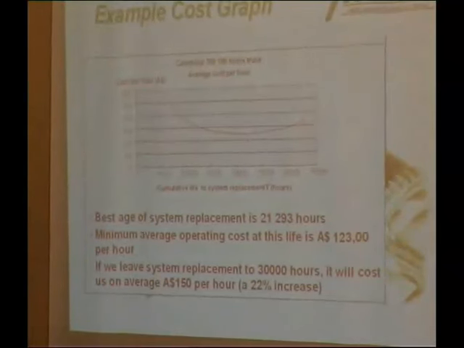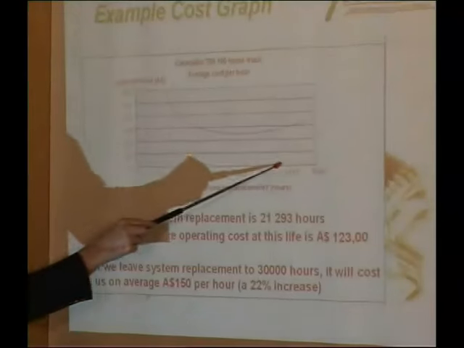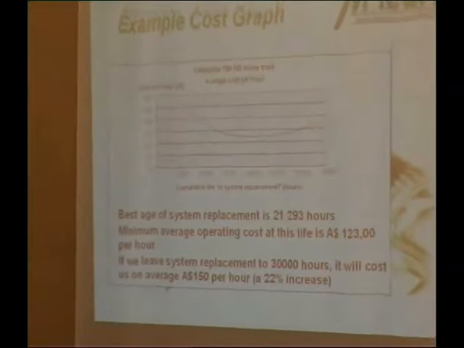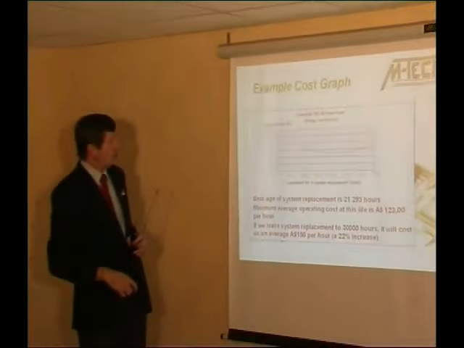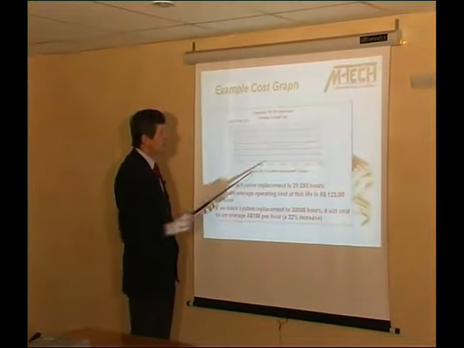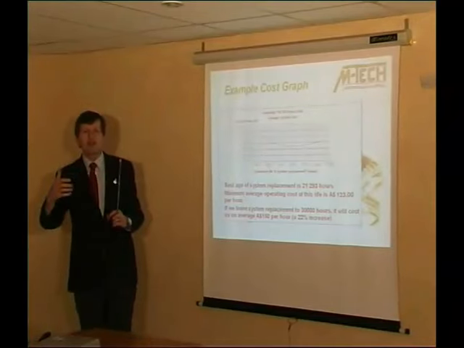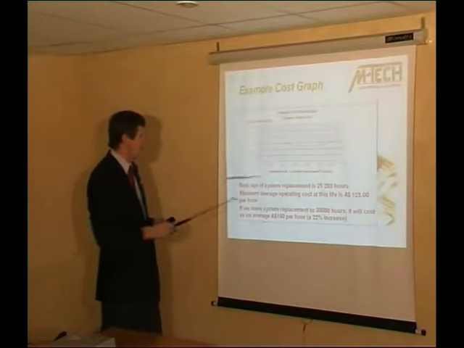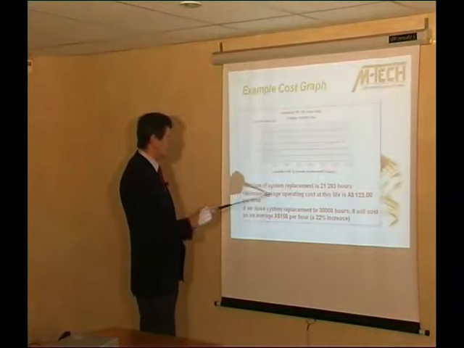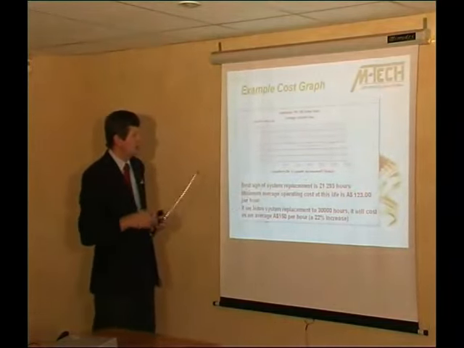And if we leave the system replacement to 30,000 hours, in other words, at that point there, then it would cost us on average 150 Australian dollars per hour, which is a 22% increase. In other words, this shows that if we go past the optimum point, we will very soon find that our average cost over the life of the machine, remember these figures that we talk about here are the average cost, minimum average operating cost over the life of the machine.